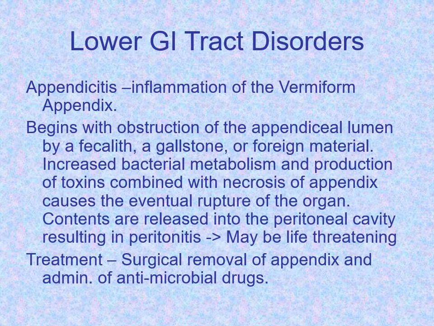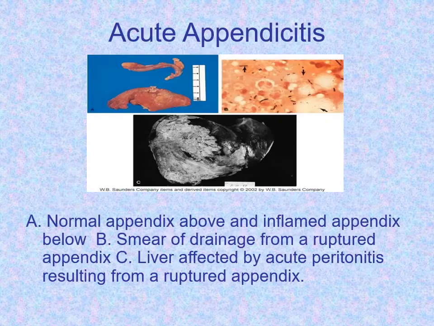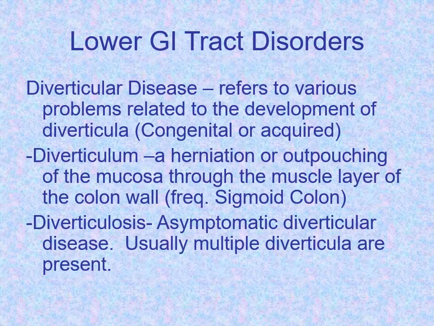Treatment is surgical removal of the appendix, cleaning up the peritoneal cavity, and administration of antimicrobial drugs. There's a normal appendix, picture A, an inflamed appendix below. B, smear of drainage from a ruptured appendix. You see a lot of bacteria there. And C is liver affected by acute peritonitis resulting from a ruptured appendix. So a lot of toxins released into the peritoneal cavity. That's what causes the acute peritonitis.